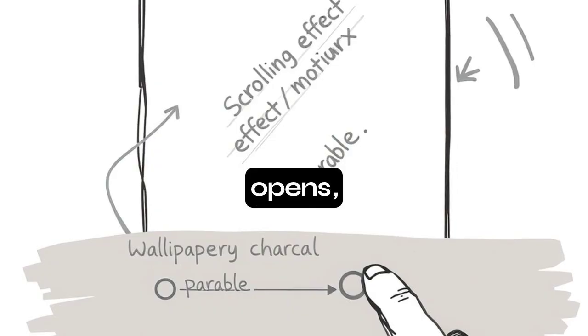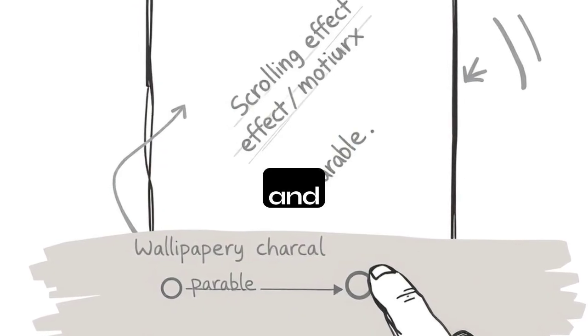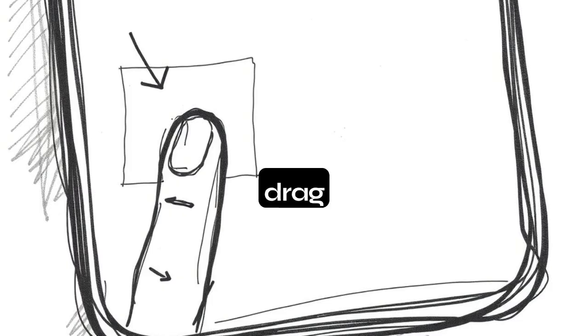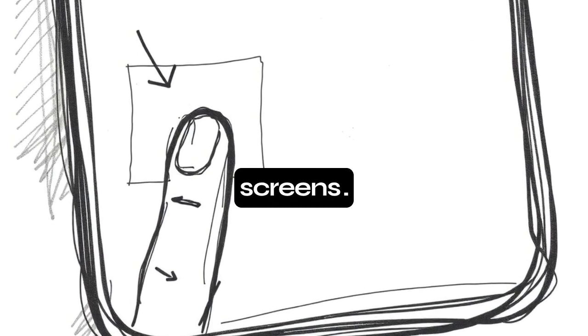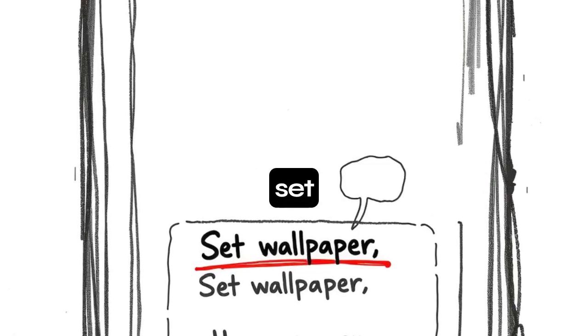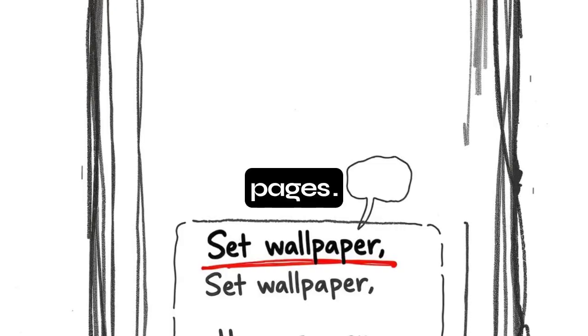When the preview opens, look for an option like Scrolling Effect, Motion, or Parallax, and make sure it's turned on. Drag the image left and right to frame the area you want to see when you swipe across your home screens. Next, tap Set Wallpaper, then choose Home Screen so the wallpaper scrolls as you move between pages.